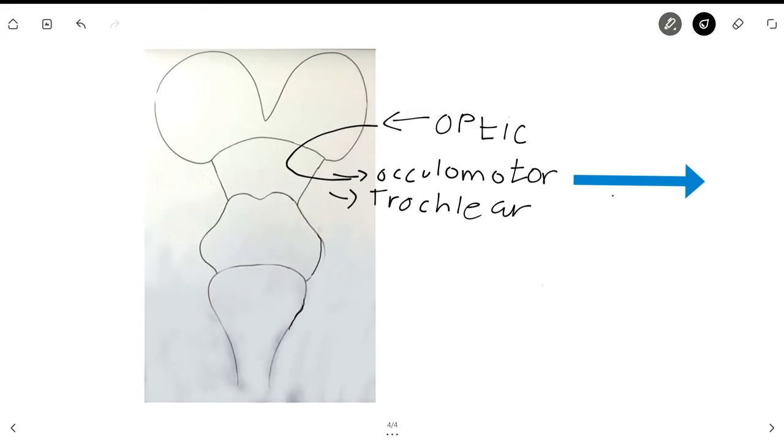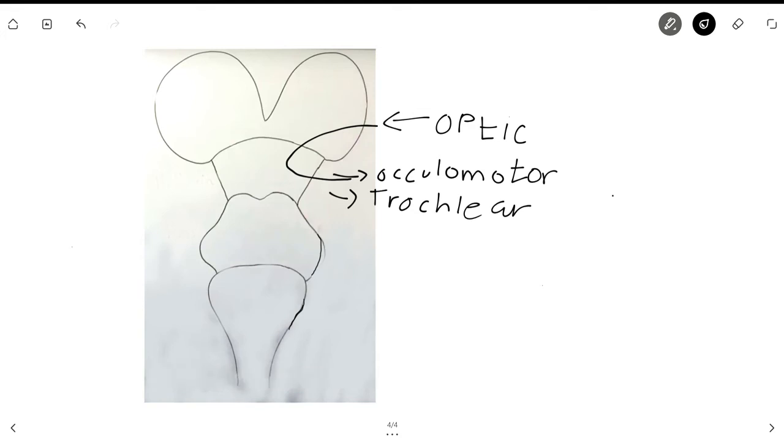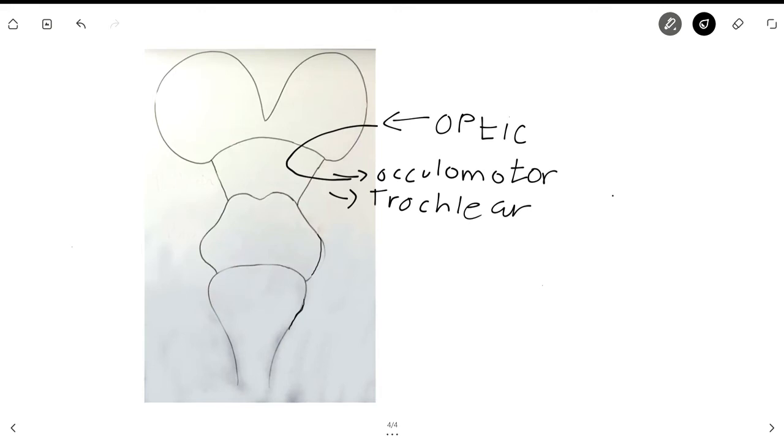The trochlear nerve comes into play in various other reflexes that the midbrain is responsible for, but these were the two main ones. The midbrain is also responsible for wakefulness and consciousness, so it takes care of the circadian rhythm, and damage to this region might cause a person to be unconscious for a certain amount of time. So that was the midbrain, and now let's move on to the pons.